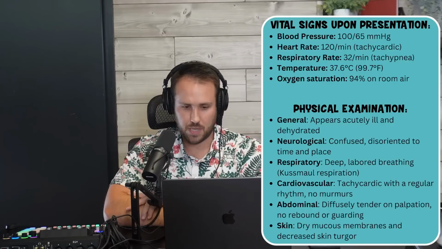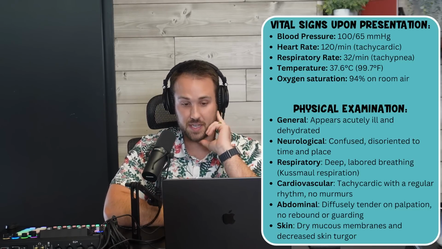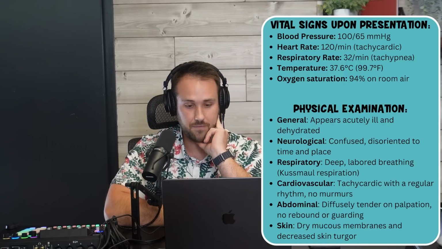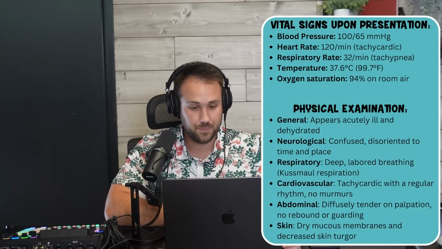So vitals, blood pressure is 100/65. Heart rate is 120. She's tachy. Respiratory rate is 32 per minute. That's tachypnea. Her temp is 37.6 Celsius or 99.7 Fahrenheit. And her oxygen saturation is 94% on room air.